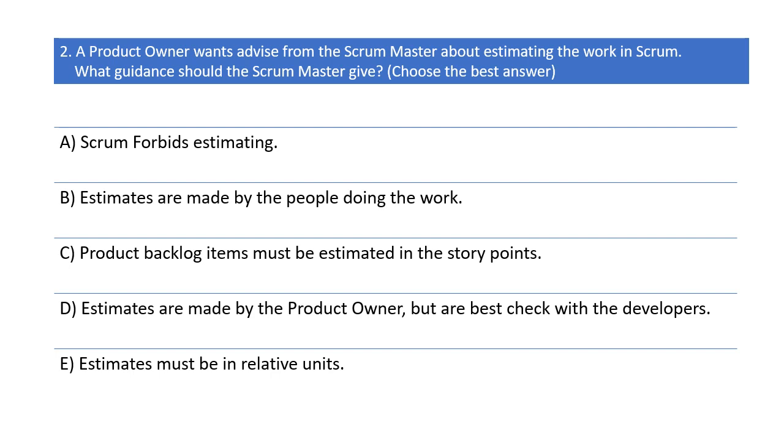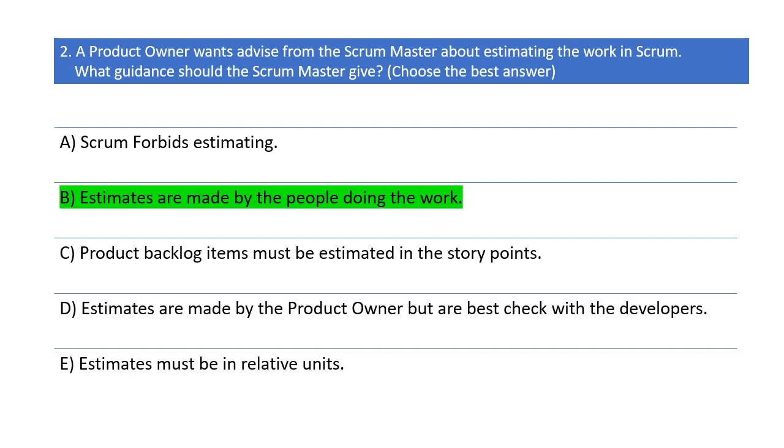Option C. Product backlog items must be estimated in the story points. Option D. Estimates are made by the product owner, but are best checked with the developers. Option E. Estimates must be in relative units. Let me know what option you have chosen.